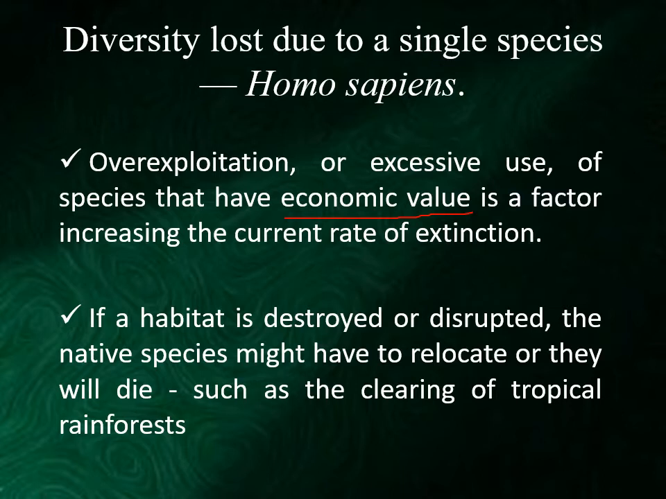If a habitat is destroyed or disrupted, the native species, that means those species who are living in that habitat, might have to relocate or they will die. Sometimes they are not able to find a suitable place where they can sustain. So simply they will die due to our habitat exploitation.